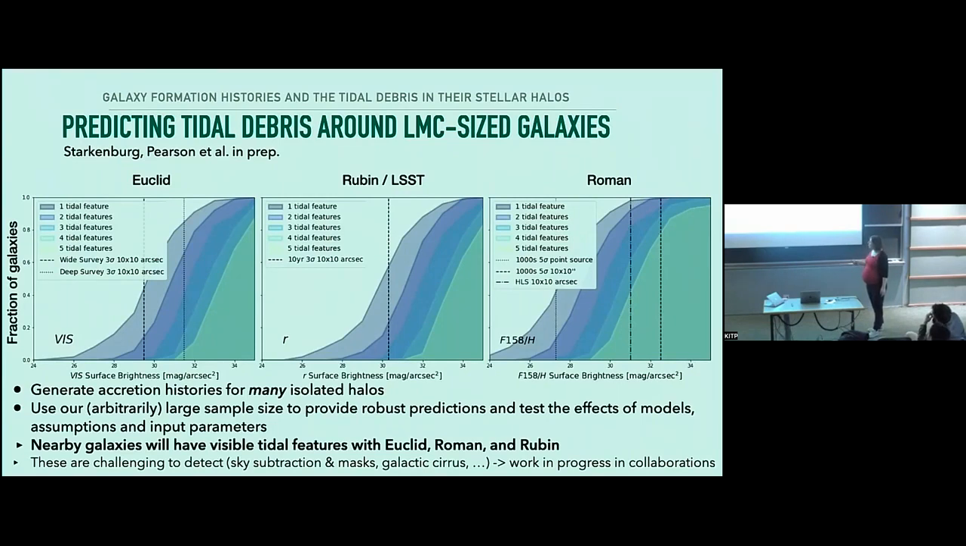And so at the limits of the surveys, you can see how many, even LMC-sized galaxies, so relatively low mass, would have tidal features that are visible based on their surface brightness in the surveys that are planned. And roughly, that turns out to be about 50% have at least one feature. For higher mass galaxies, you expect this to be way more.